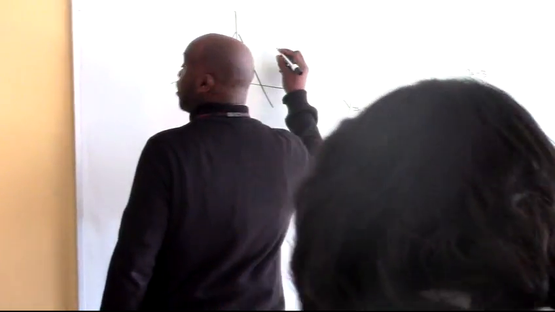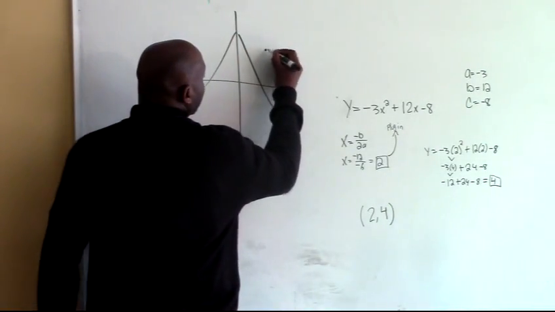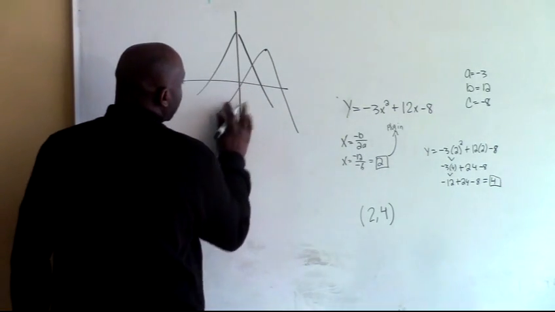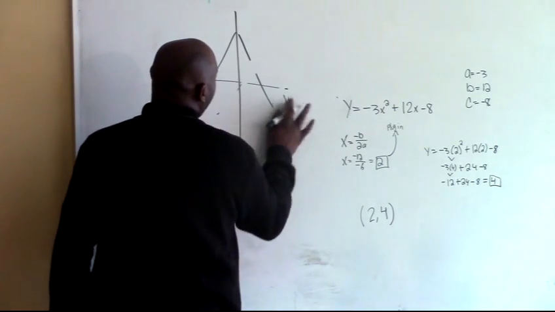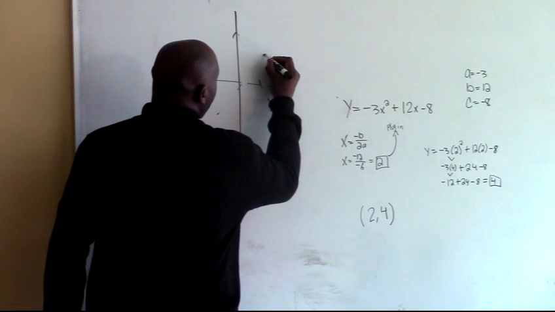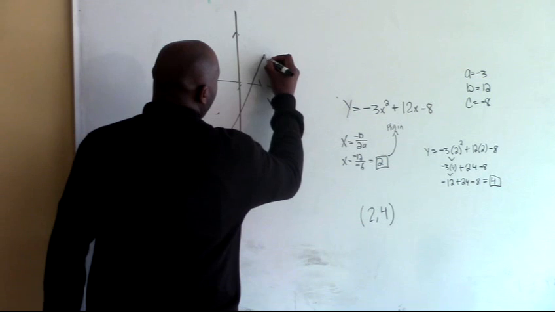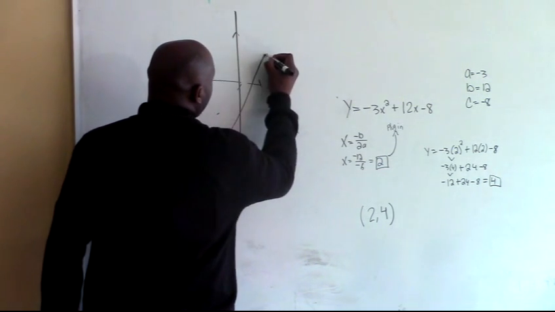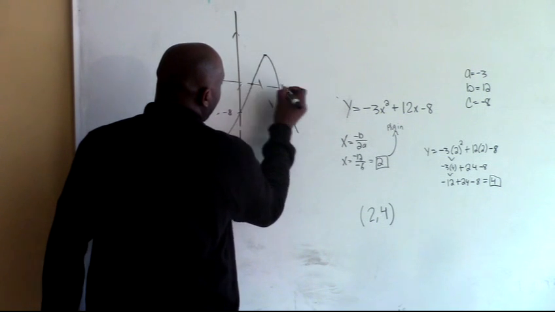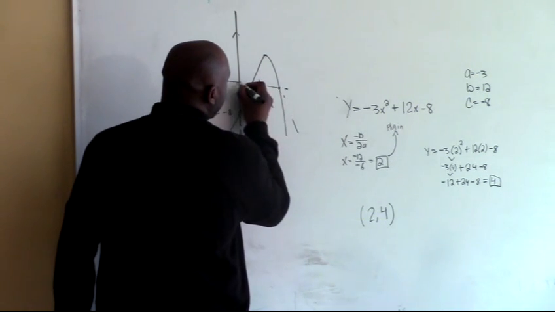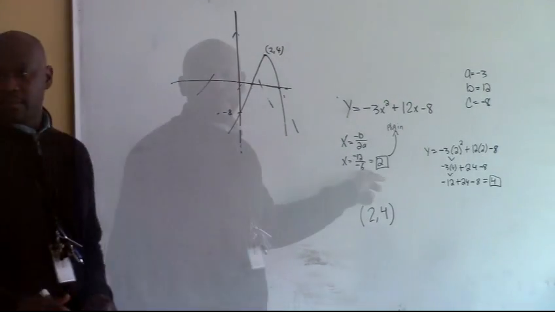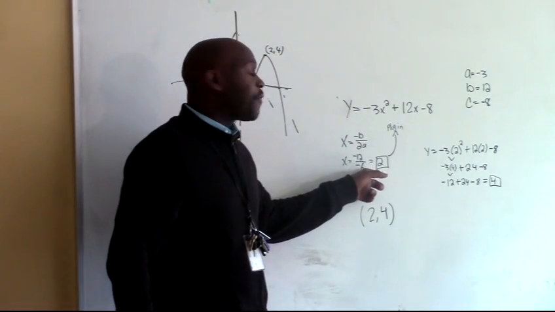So if we were to graph this, our vertex is at 2, 4. So we would find 2, 4, and our vertex would be like this. Our graph would look something like this. And this here will be -8, and these are the two answers that we would need to find. But our vertex will be 2, 4.